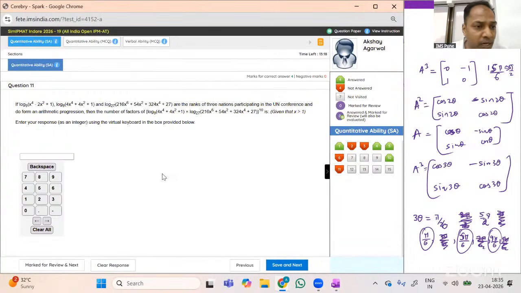11th question is something which I had marked. These 3 numbers are in, if x to the power 4 minus 2x square plus 1, that's nothing but x square minus 1 the whole square. Then that's nothing but 2x square minus 2x square plus 1 the whole square. And I'm pretty sure this is nothing but 6x square plus 3 the whole cube. Are the 3 ranks of these numbers do form an AP?